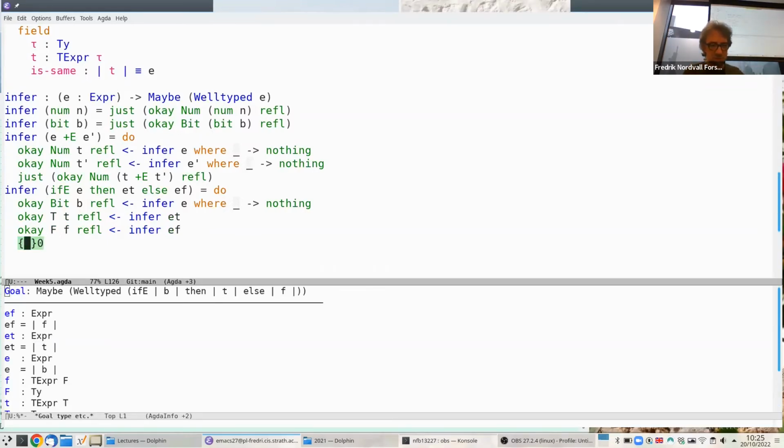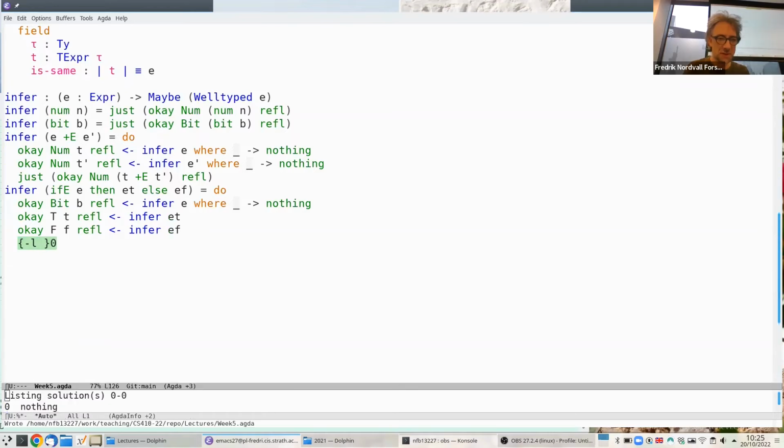So at the moment, if I ask for this list of solutions, I'm only getting failure because it's not yet obvious that, although my then branch and my else branch are well typed, they're not obviously the same type. So I've got more work to do.